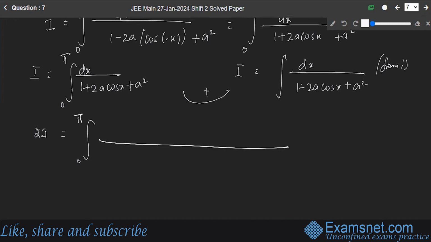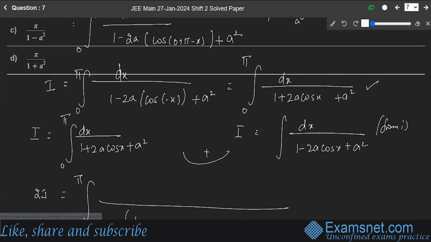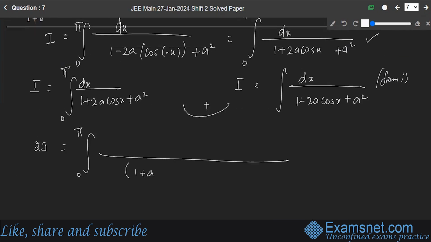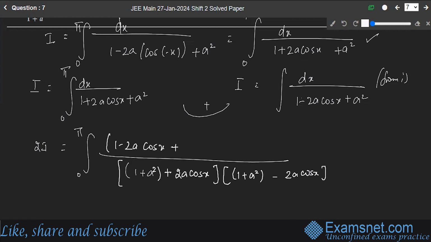0 to pi. Let's take the LCM first. 1 plus 2a, or I'll say 1 plus a square. Let's concatenate that. 1 plus a square plus 2a cos x multiplied by 1 plus a square minus 2a cos x. And here will be 1 minus 2a cos x plus a square plus 1 plus 2a cos x plus a square dx.